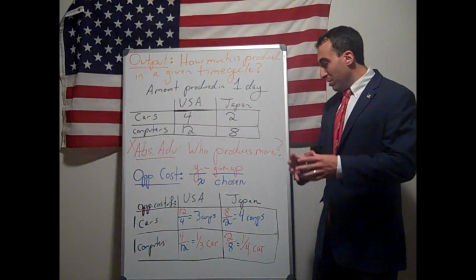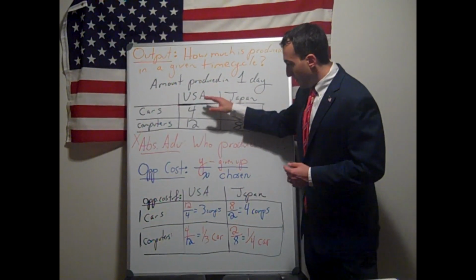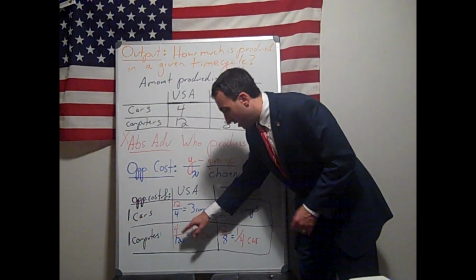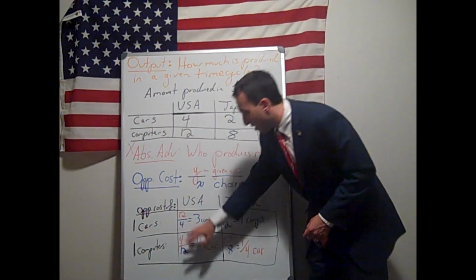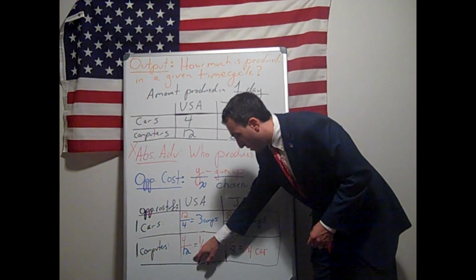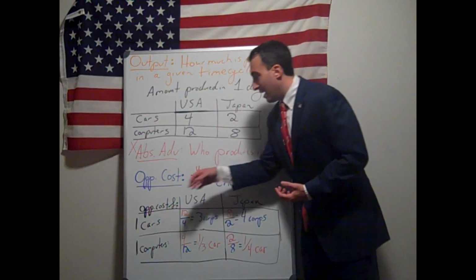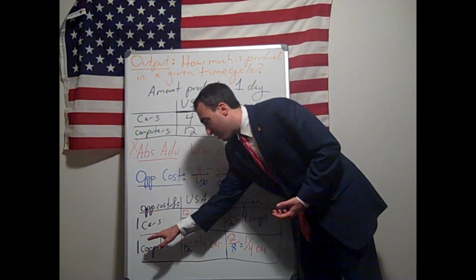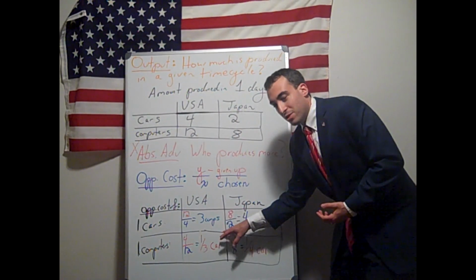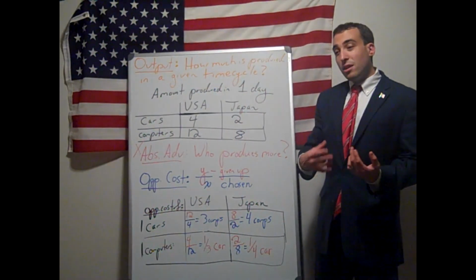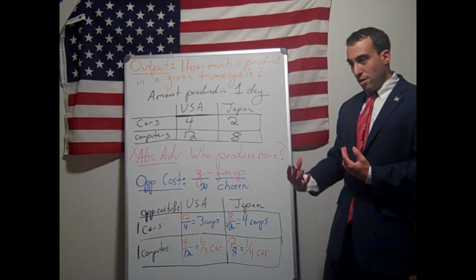by choosing to do computers, we are sacrificing cars. So 4 goes on top on the numerator. 12, we are choosing computers, goes on the bottom. So 4 divided by 12 equals 1/3 of a car. What does that mean? That the opportunity cost of one computer is 1/3 of a car. So that means in the time it took to make one computer, we could have made 1/3 of a car.